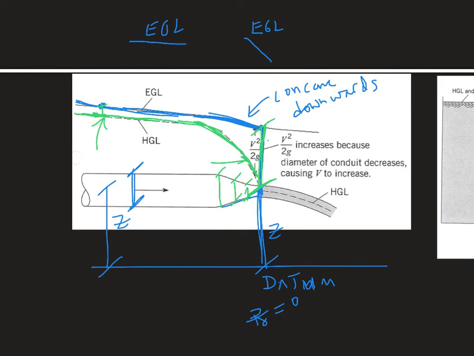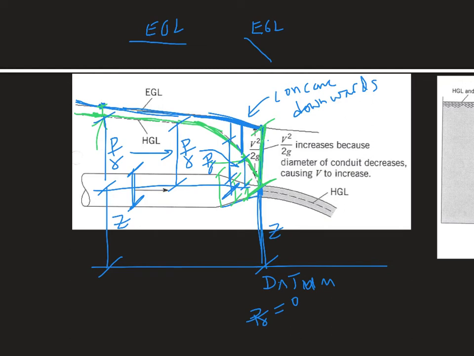Now notice that increase in velocity comes at the expense of pressure. Here's our pressure, P on gamma. We're losing P on gamma from here to here due to head loss. But then as we get into here, there's still some head loss, but we're losing it because, sorry, these should be going down to the center line of the pipe. We're losing it because the velocity is increasing and taking, essentially, from the pressure.